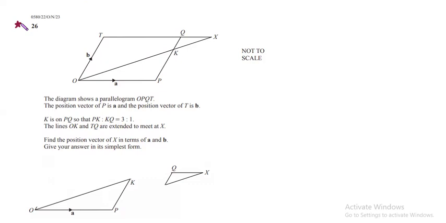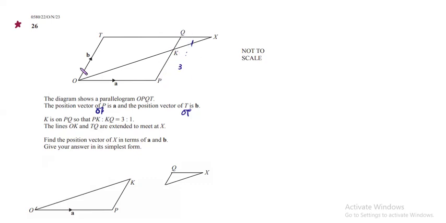So now in this question that is given to us, we are given a parallelogram OPQT. The position vector of P is given to us as A. Position vector means from the origin, how far away it is. So here O to P is given as the position vector of P, means O to P is given to us as A. And the position vector of T means O to T is given to us as B. Now K is here, PK to KQ's ratio is given to us as 3:1. So I'm going to write it like this.